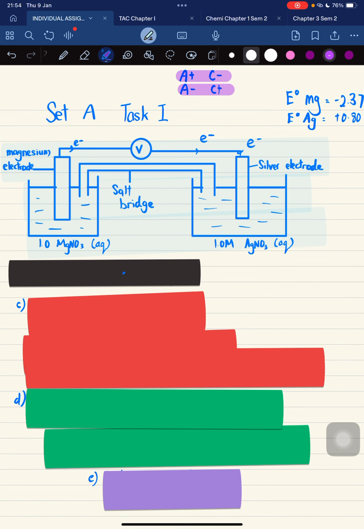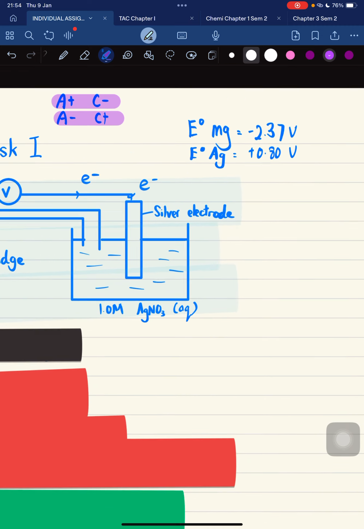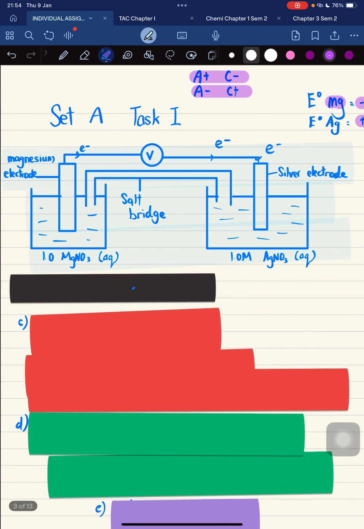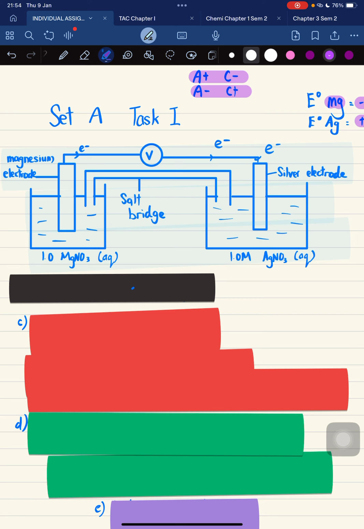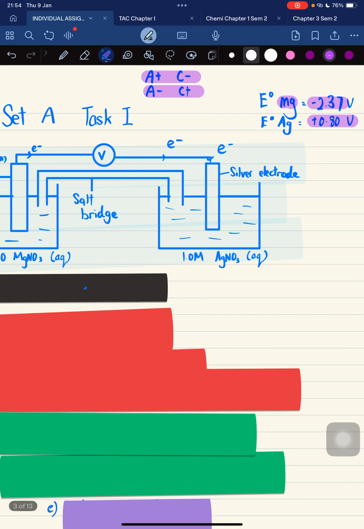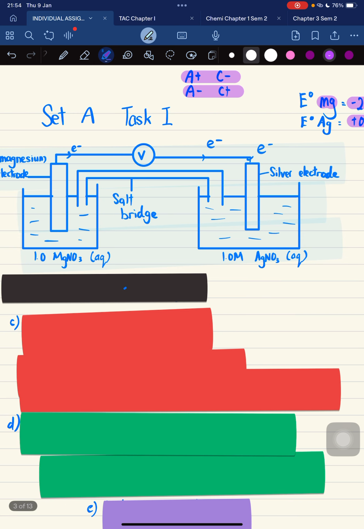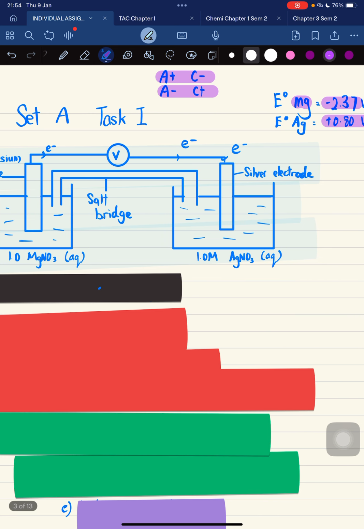And how do we determine which one is the negative terminal and which one is the positive terminal for this galvanic cell? So we're going to refer to the E naught value. We can see that the E naught value of Mg is negative 2.37 volt, and for silver is positive 0.8 volt. So since anode is the negative terminal, we're using magnesium, which is negative 2.37, as the negative terminal, and the positive terminal is silver, which is 0.8 volt, as cathode.